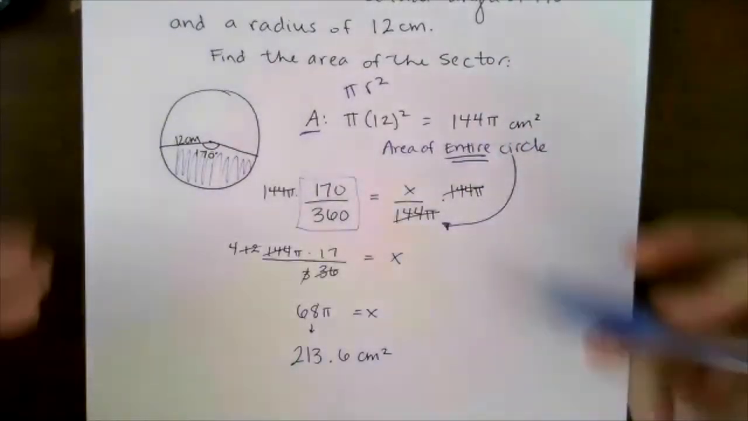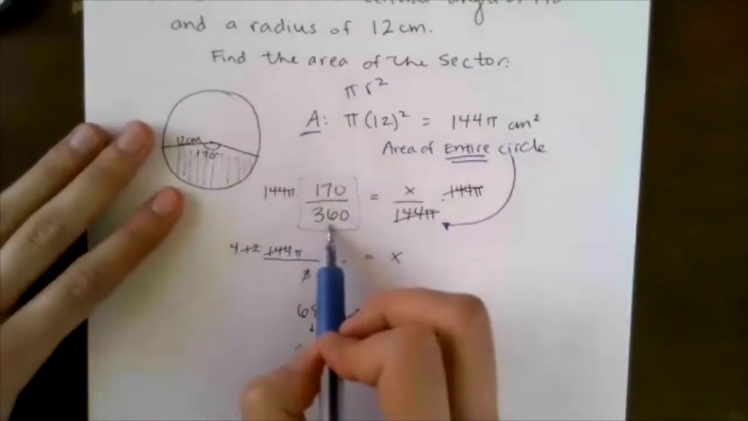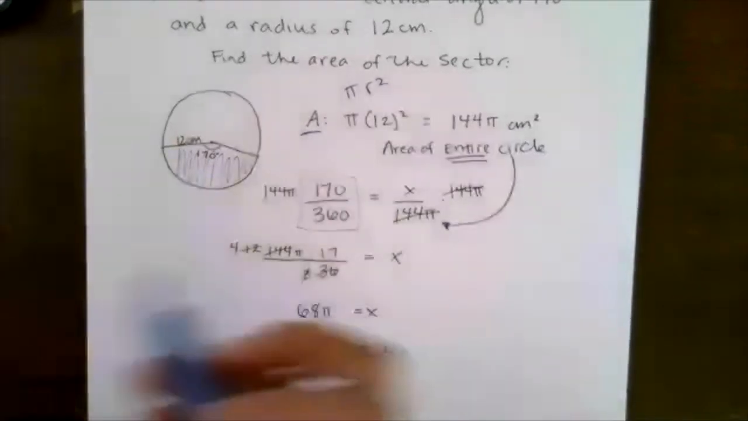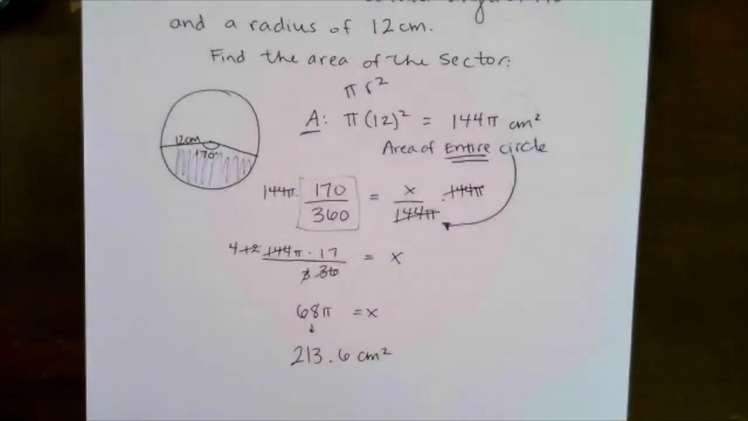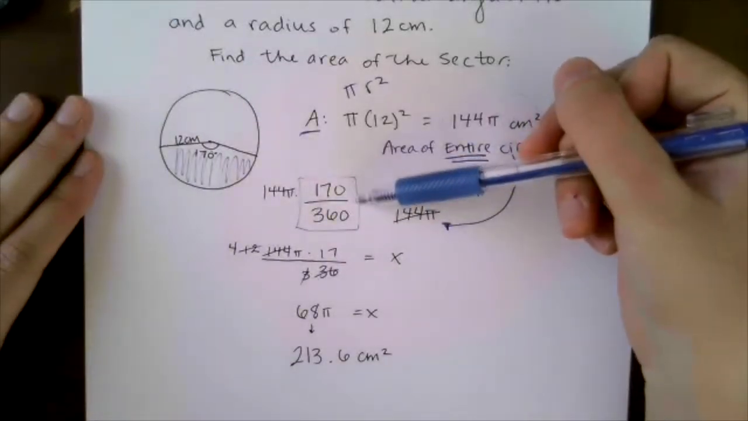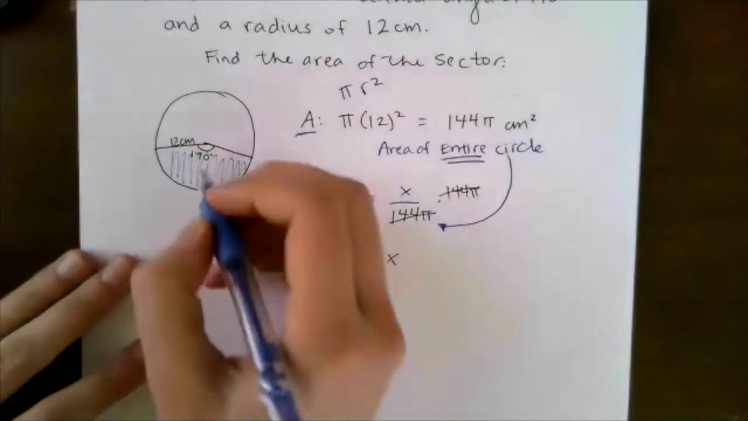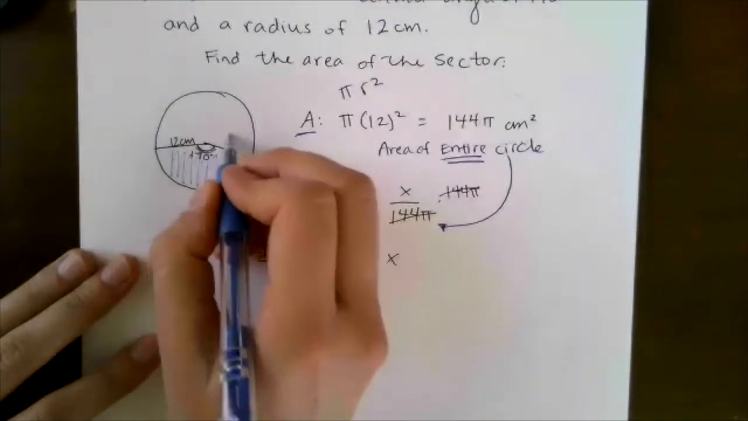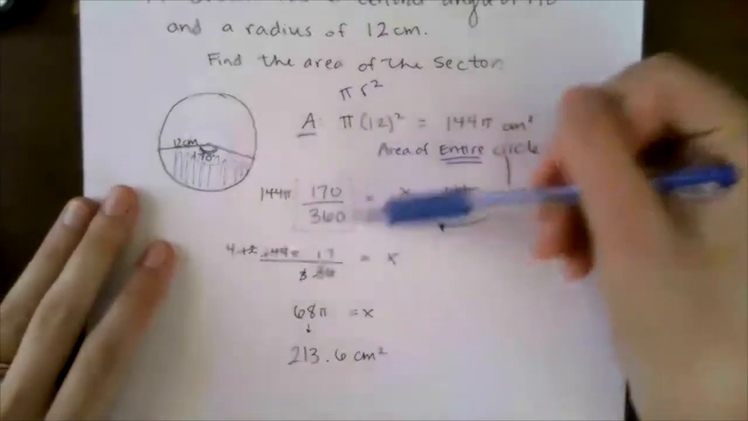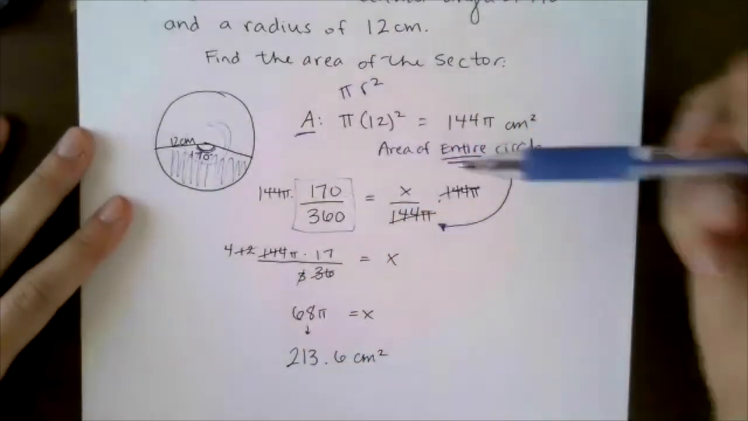And so why do we set up these fractions? Well, 170 out of 360 is giving us just a fraction of a circle. So rather than saying I want half of the circle or I want a quarter of the circle, I can actually say I want 170 360ths of the circle. So we really only want this many degrees out of the entire circle. So that's the fraction of what we want. It's like saying we want half of it, we want a fourth of it, we want 170 360ths of it.